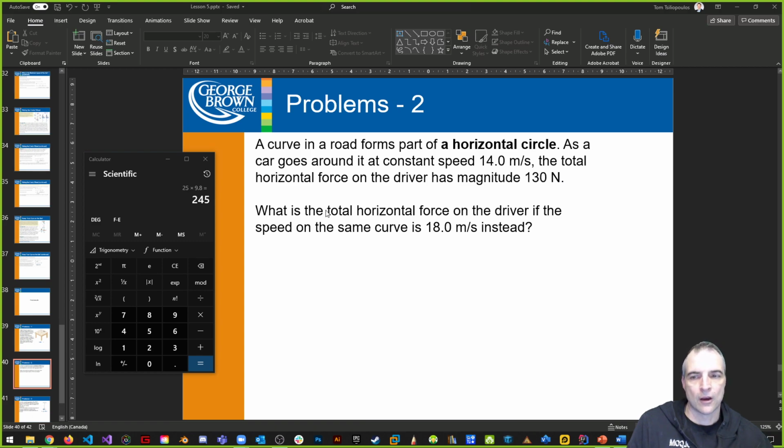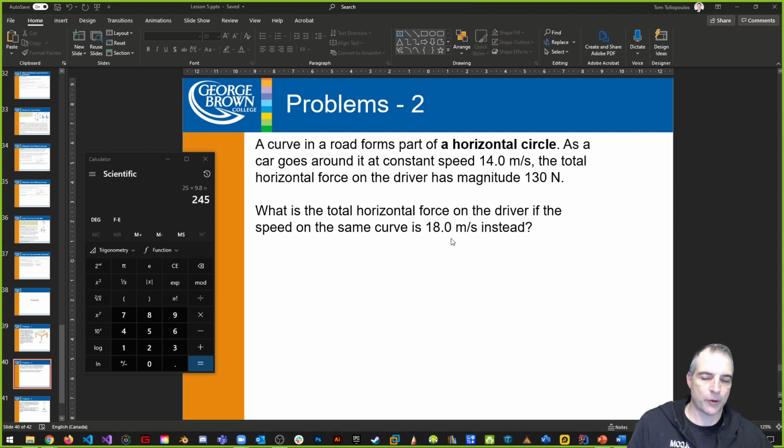What is the total horizontal force on the driver if the speed on the same curve is 18 meters per second instead? So I have this relationship, and I'm looking to get another relationship based on the new speed. This is a good problem, right? How much more force is applied on the driver? What does the driver feel as they're going around?